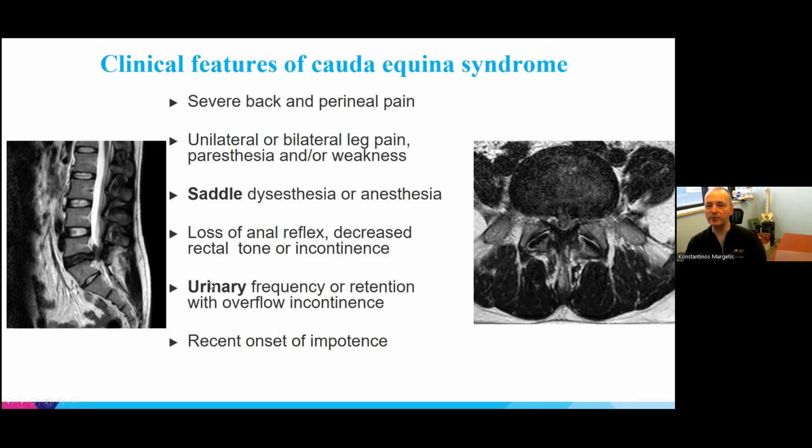Also, because there's compression of the sacral nerve roots that control the bladder function, this patient might have urinary frequency or retention. And in some cases, this can be evaluated, they might have sexual function problems.